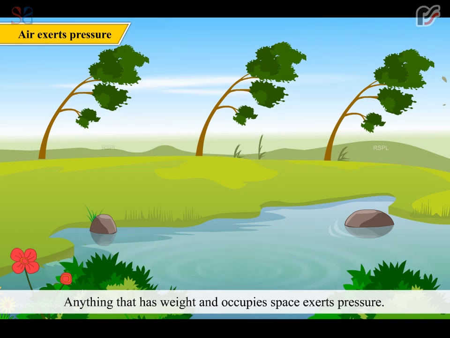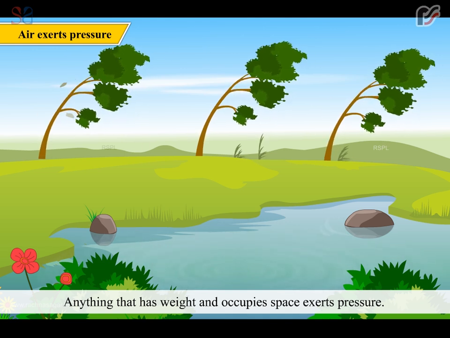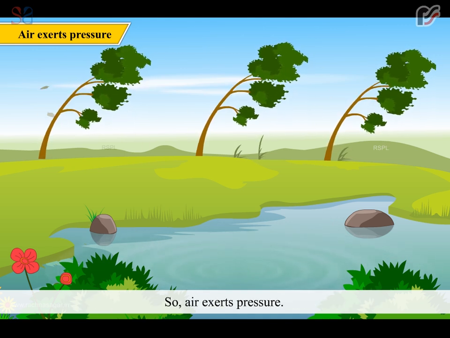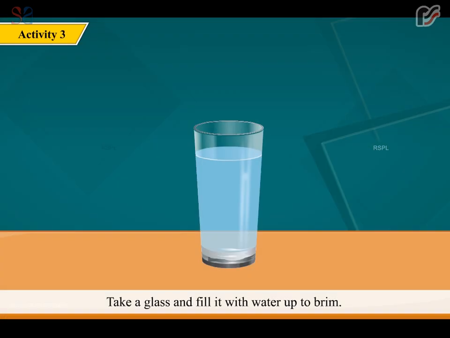Air exerts pressure. Anything that has weight and occupies space exerts pressure. So, air exerts pressure. The pressure exerted by air on the earth is known as atmospheric pressure.